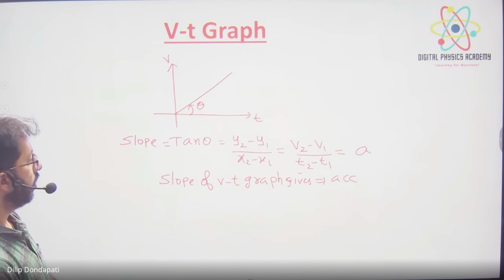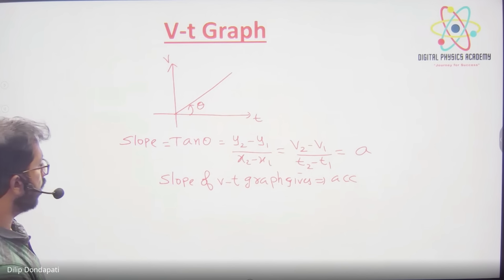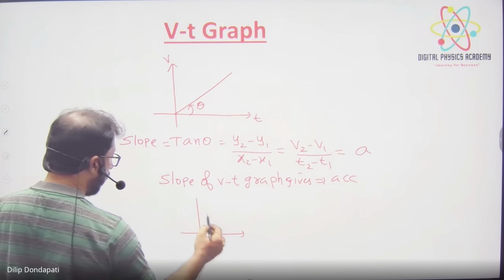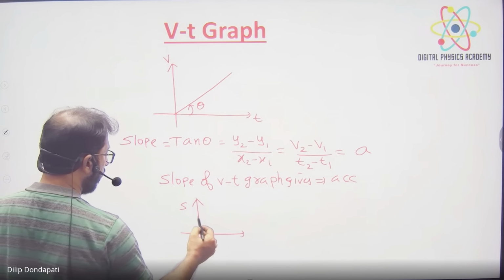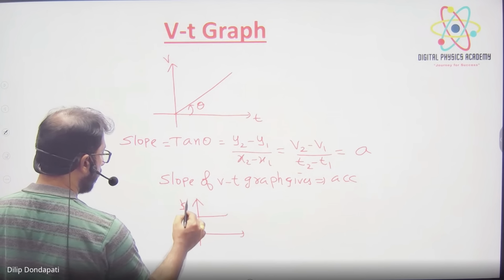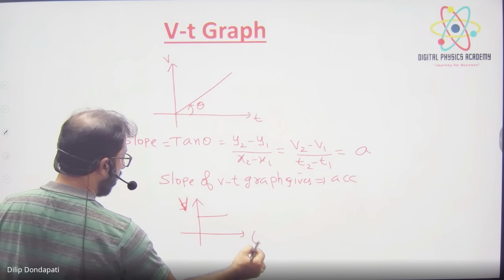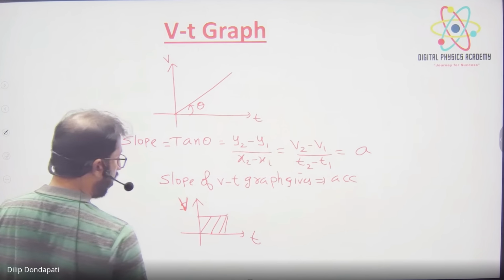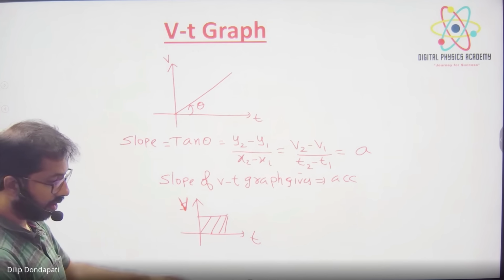Okay. So this is one thing. Next, suppose a velocity time graph is given to you. I want to find the area under the graph. How to find area?